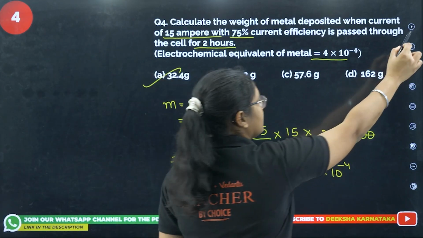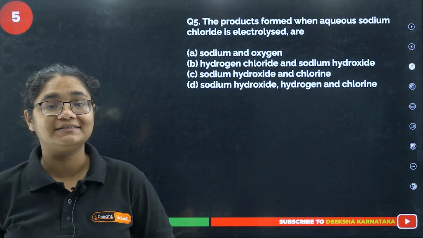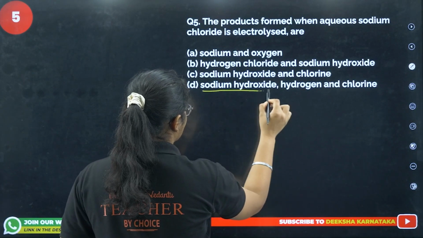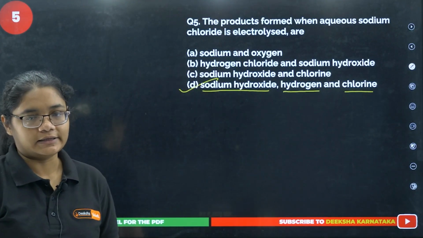Moving to the next one, the products formed when aqueous sodium chloride is electrolyzed. We have already seen in aqueous electrolyte we have sodium hydroxide, hydrogen and chlorine. That is option number D here.